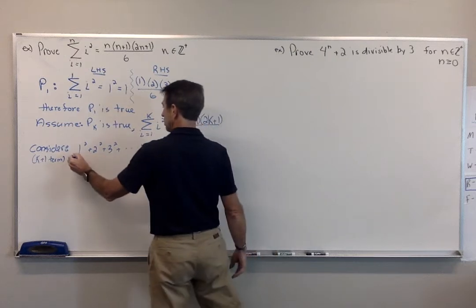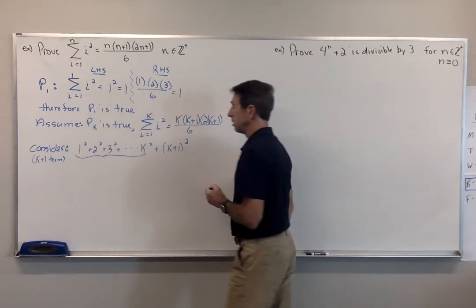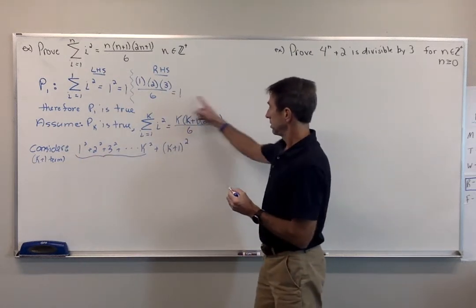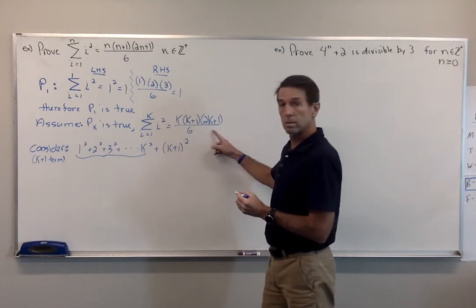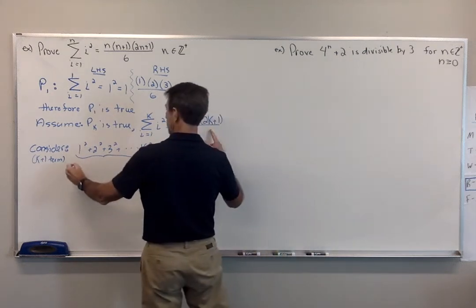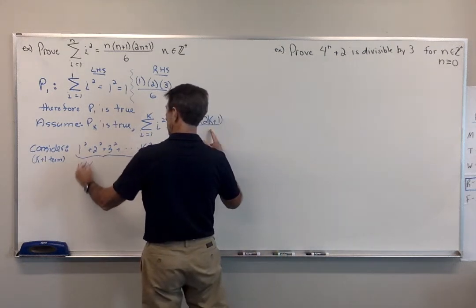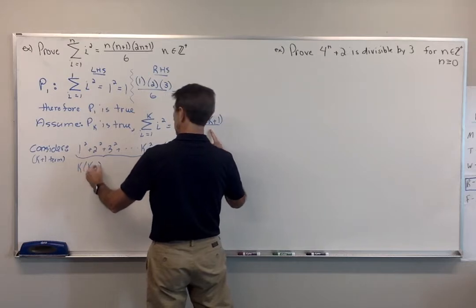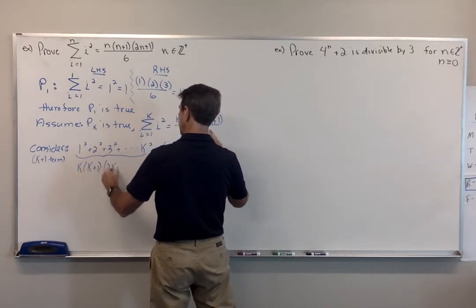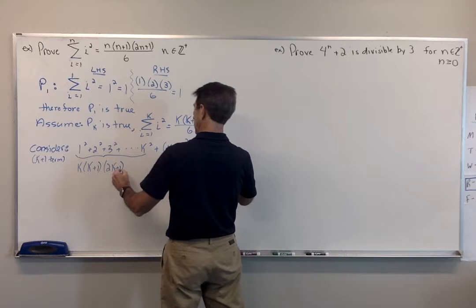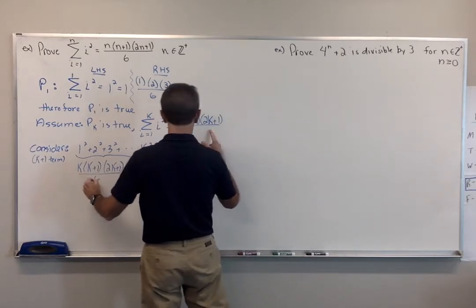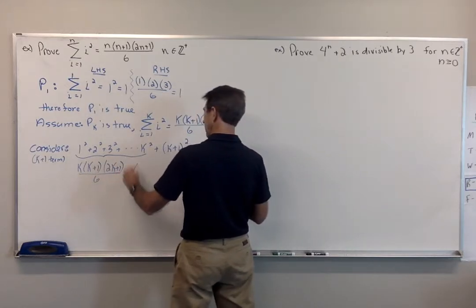All of this, of course, by assumption, is this expression. So all of that becomes k times k plus 1 times 2k plus 1 over 6 plus this k plus 1 squared.